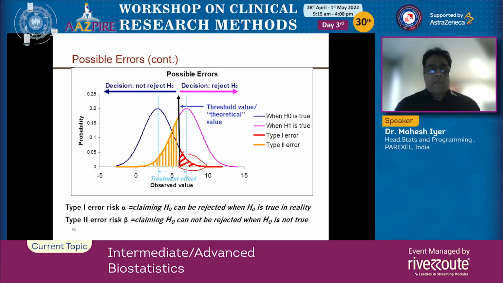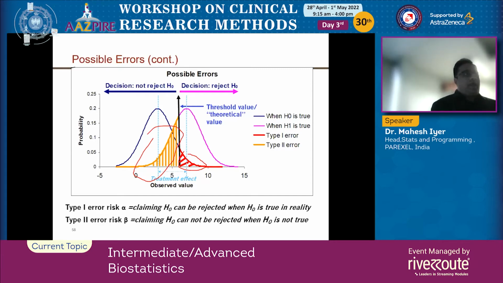When it is to the left, if you take this orange part, you're not rejecting the null, you're accepting the null when in fact the alternative is true. So that is your type 2 error. So you fix your type 1 and type 2 error. You start off with your study and say, I'm going to fix my type 1 and type 2 error. Then I should be able to draw this line.